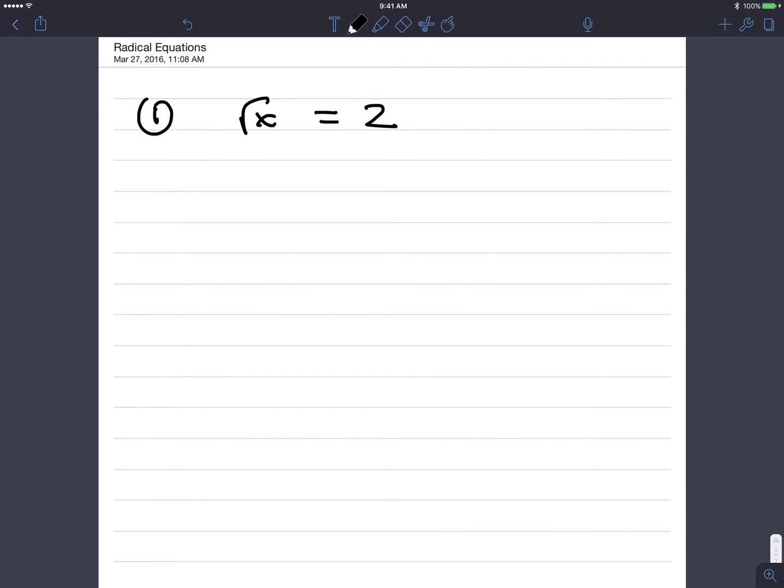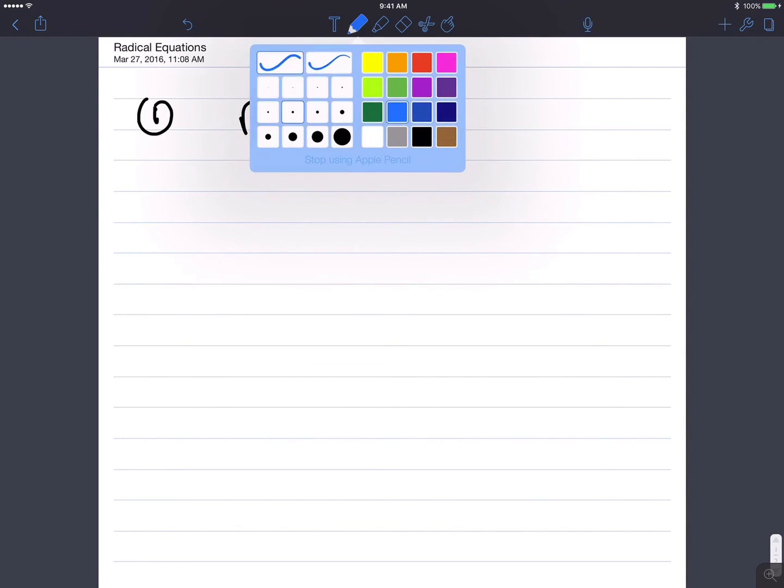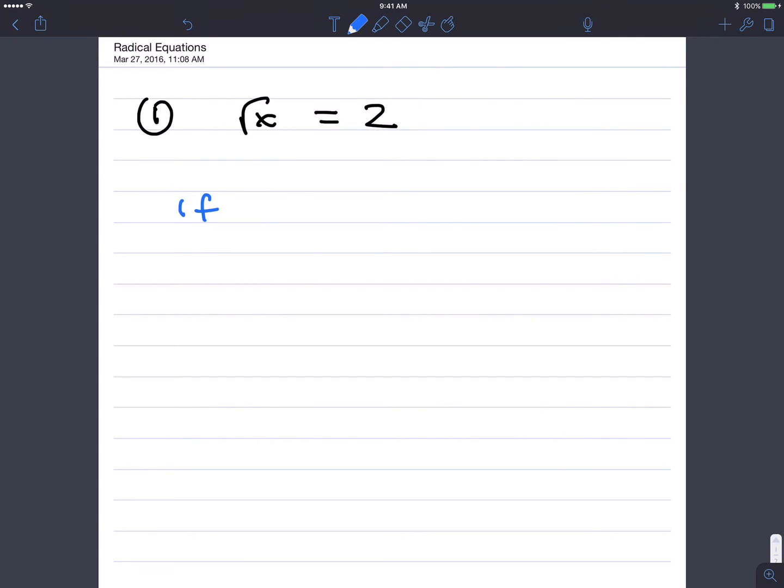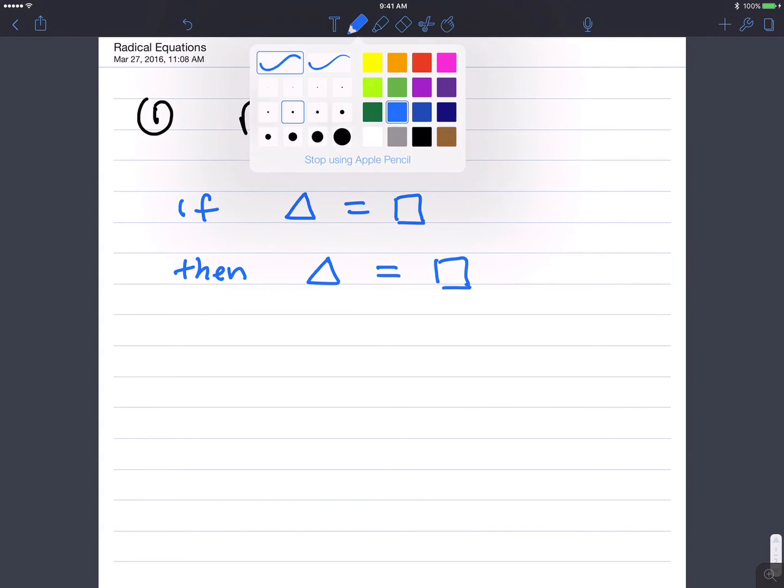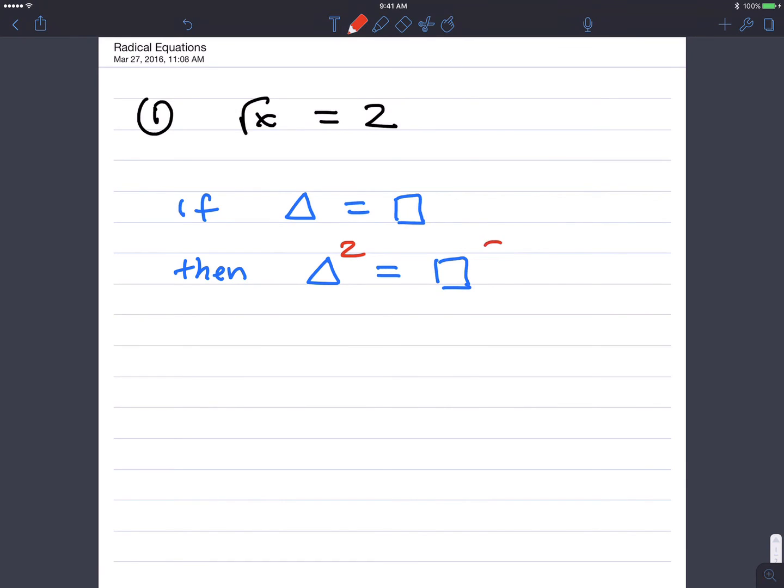Okay, this is the video solutions for solving radical equations. Let me write down again the idea behind this that we discussed in lecture. If I have a left side equal to a right side, then what I can do is square both sides, or I can raise both sides to the third power or the fourth power.